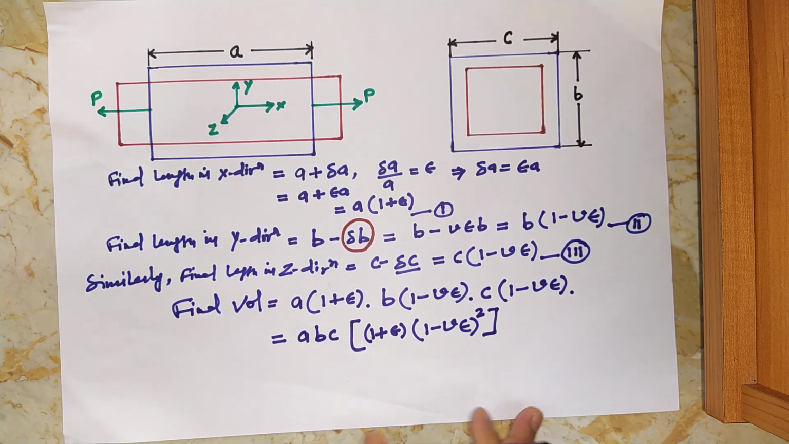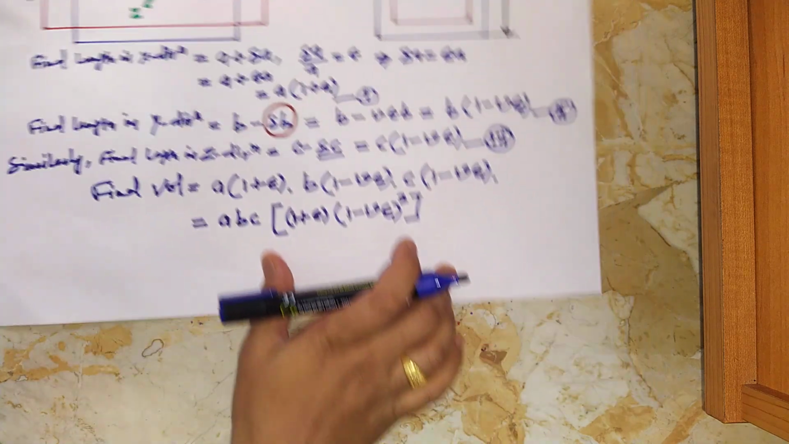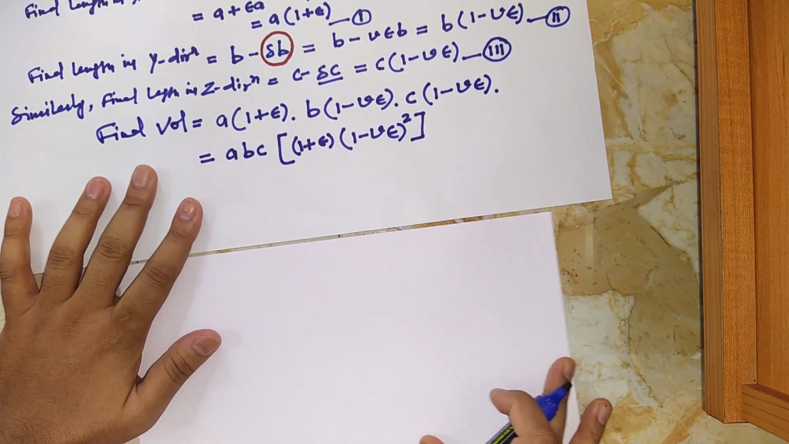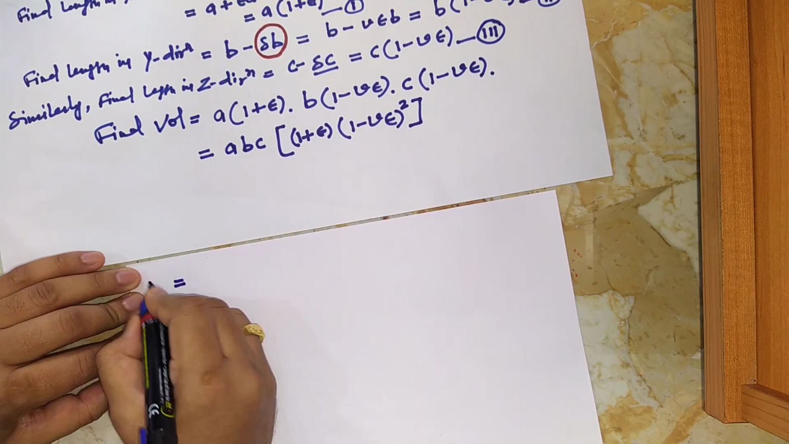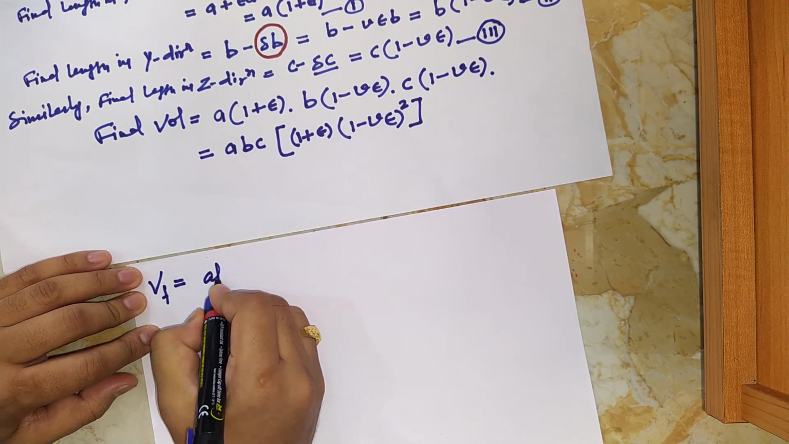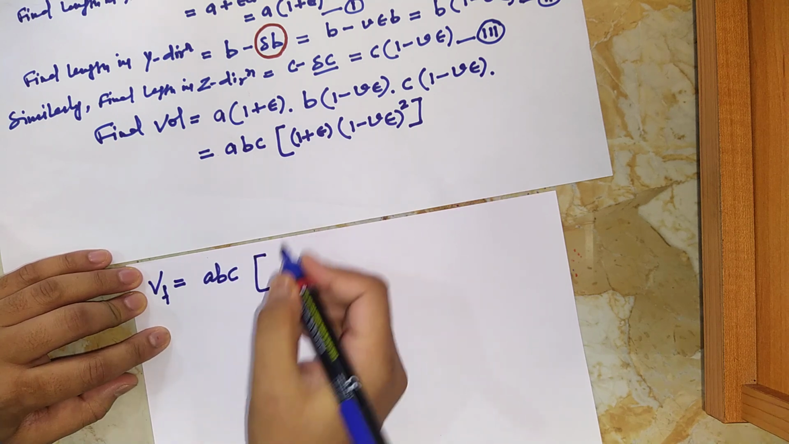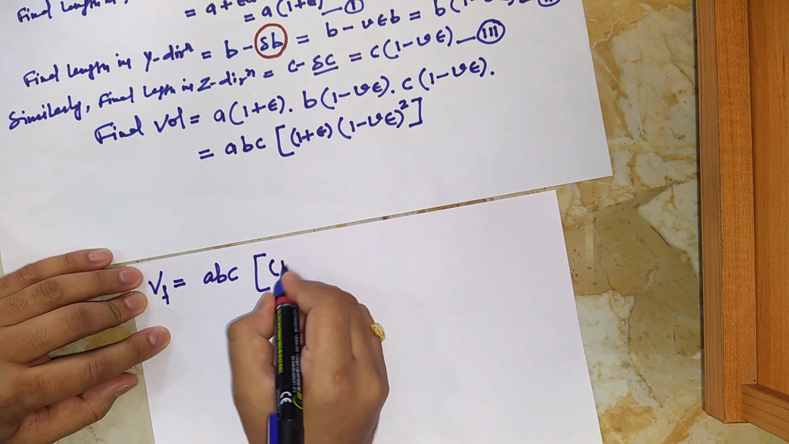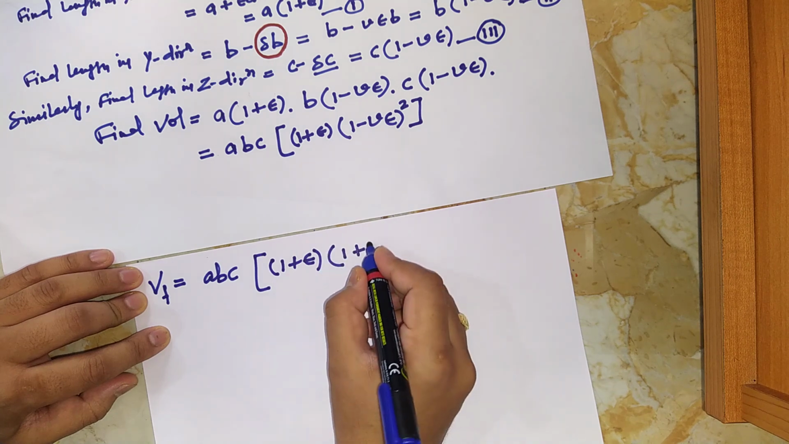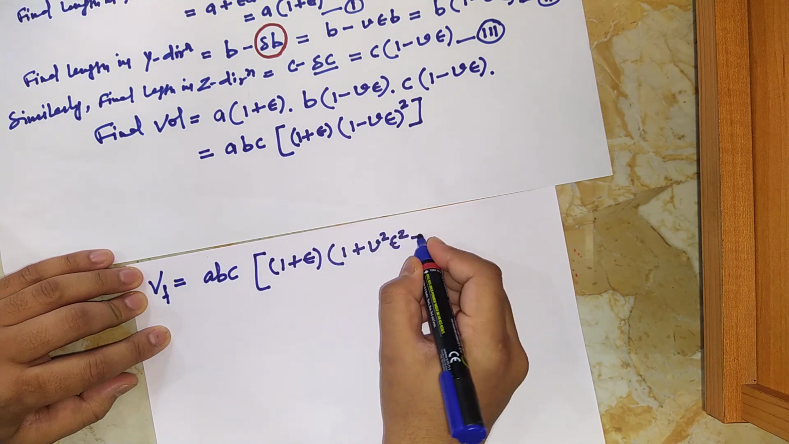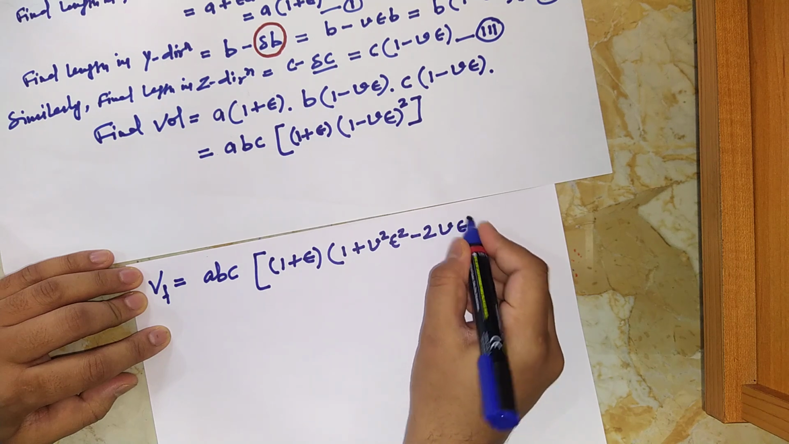So we'll take a separate page and do some calculations in order to find this. The final volume VF is ABC into (1 plus epsilon) into (1 plus nu square epsilon square minus 2 nu epsilon), isn't it? I'll go step by step, there's no hurry.